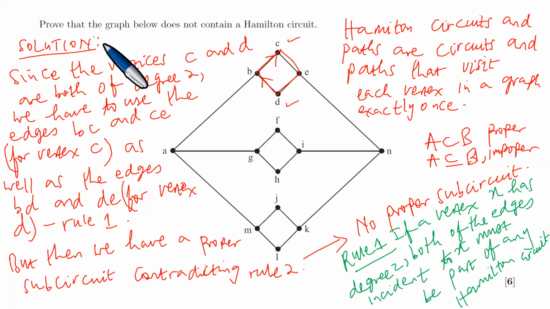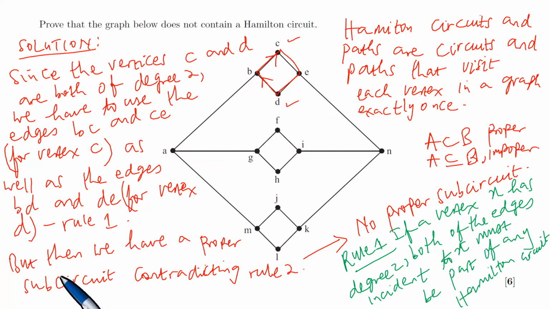Let's look at it. Now, we are seeing here that since the vertices C and D are both of degree 2, if a vertex X has degree 2, both of the edges incident to X must be part of any Hamilton circuit. So there is this one of degree 2, and both of the edges incident to it must be part of a Hamilton circuit. So we have to use the edges BC and CE, as well as the edges BD and DE for vertex D.